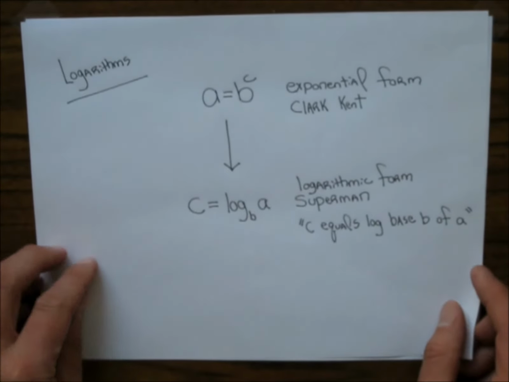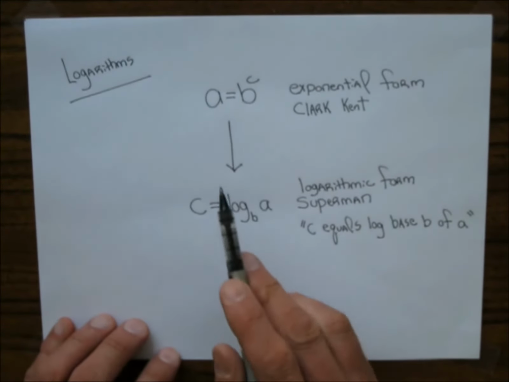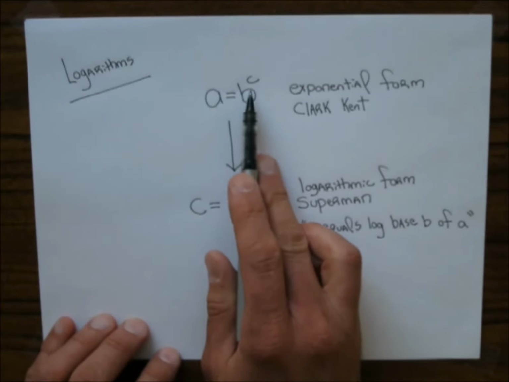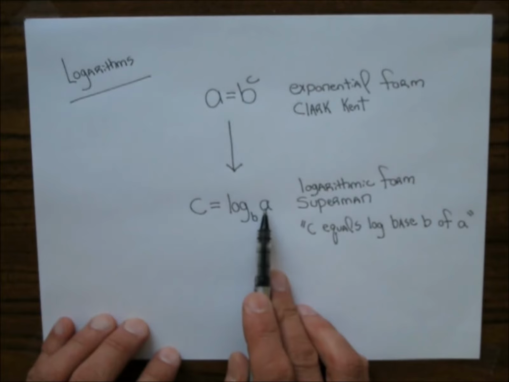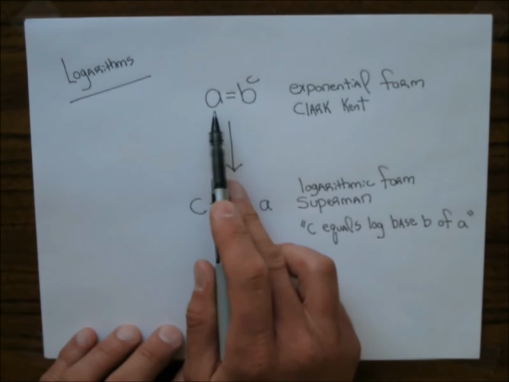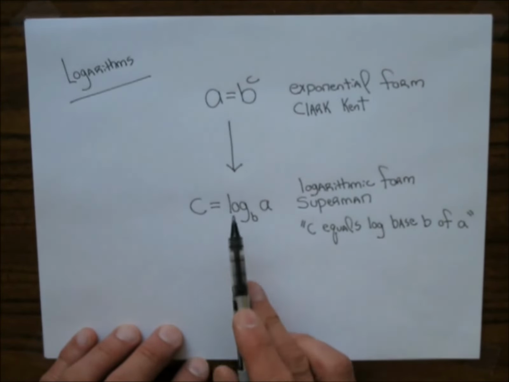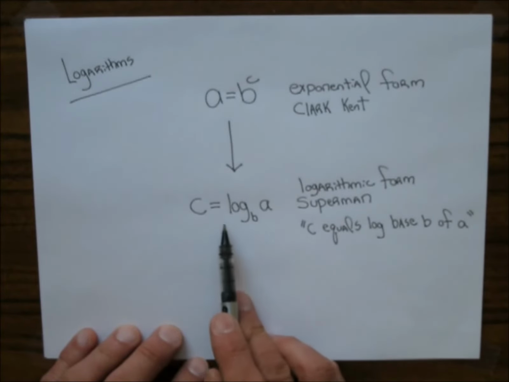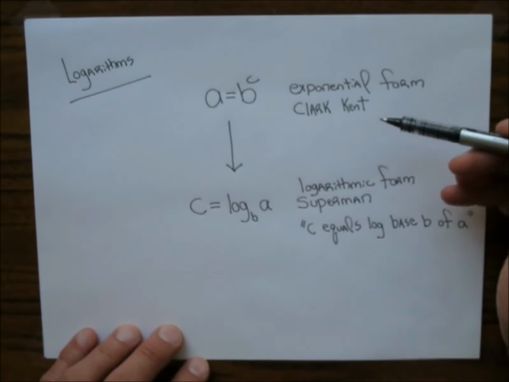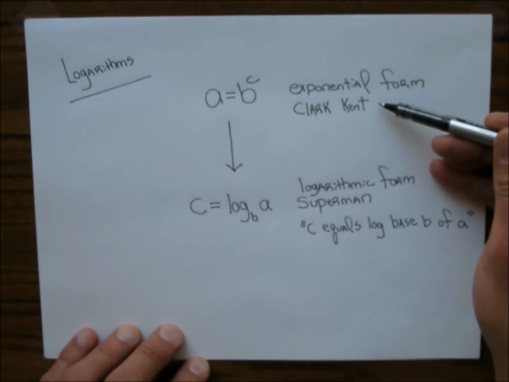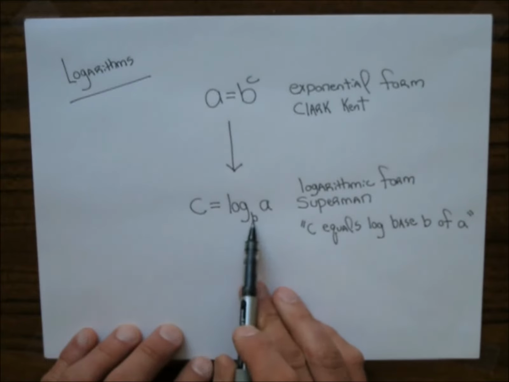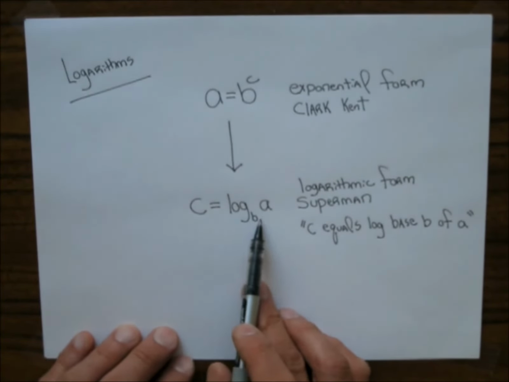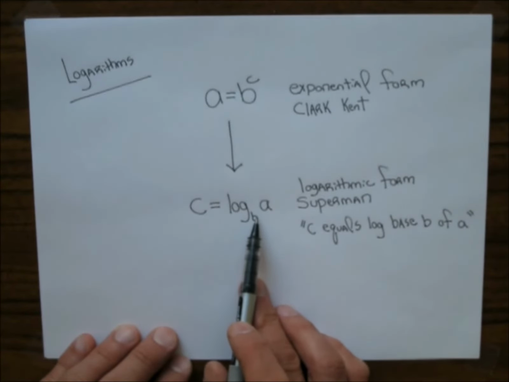Let's go ahead and look at the definition of a logarithm. A logarithm is that exponent c. c equals log base b of a. And it is just a definition. This is called the exponential form of the equation. This is called the logarithmic form of the equation. The exponential form sometimes I'll call Clark Kent, and the logarithmic form I'll call Superman. The reason I do that is because these guys are the same person. This just looks a little different. It's dressed up a little different.